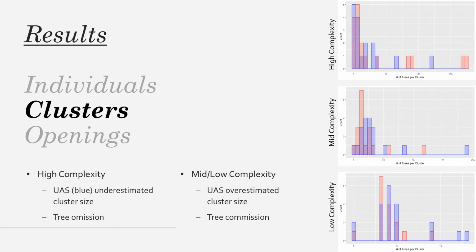We then took a look at cluster sizes in each plot, and we can see that UAS in blue underestimated the cluster size in our high complexity plot, where tree omission was more common, whereas it mostly overestimated cluster size in our mid to low complexity plots, where commission was more common. Nonetheless, the general distribution of cluster sizes was still relatively similar to that from the STEM map.